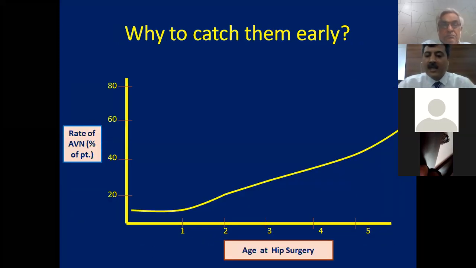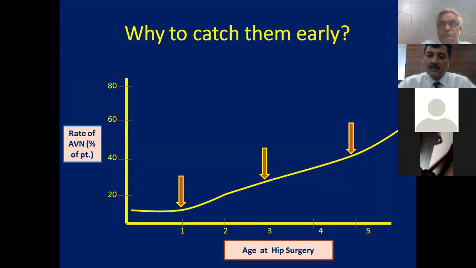And as the age of presentation of DDH children increases, the rate of avascular necrosis or complication keeps on increasing. And that is why it is important to catch them early. And for catching them early, our clinical examination should be robust. And it's not only orthopedic surgeons, but pediatricians are the first persons who screen these children.